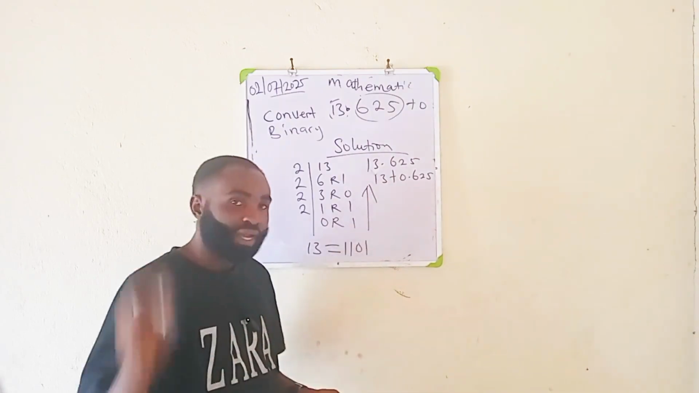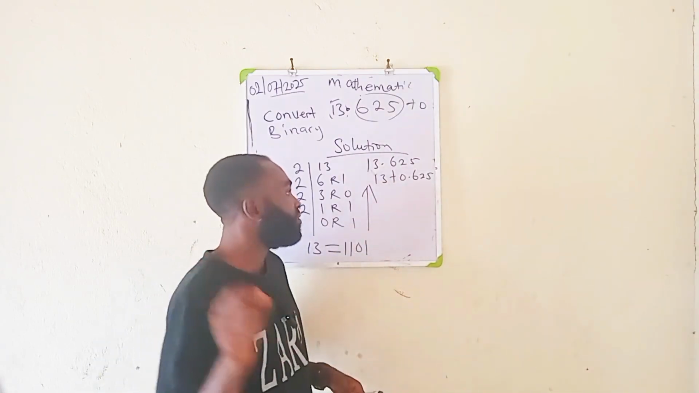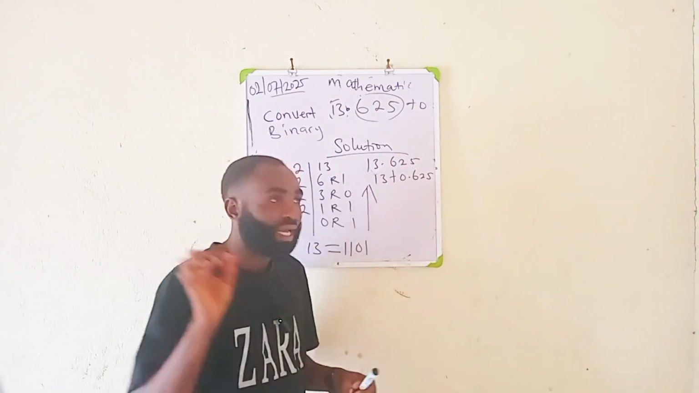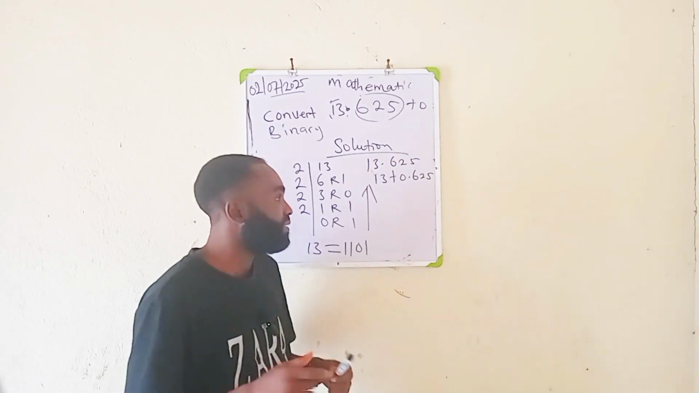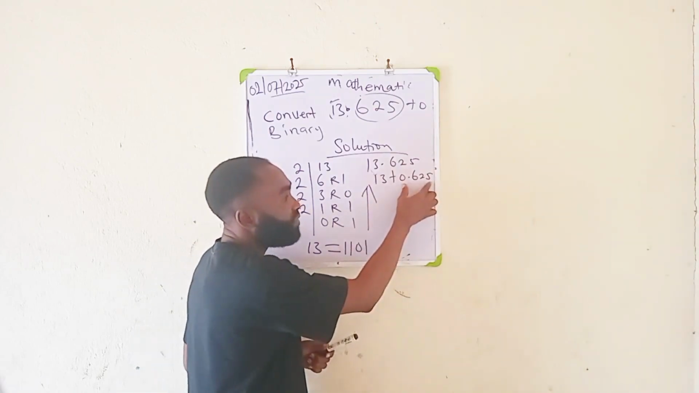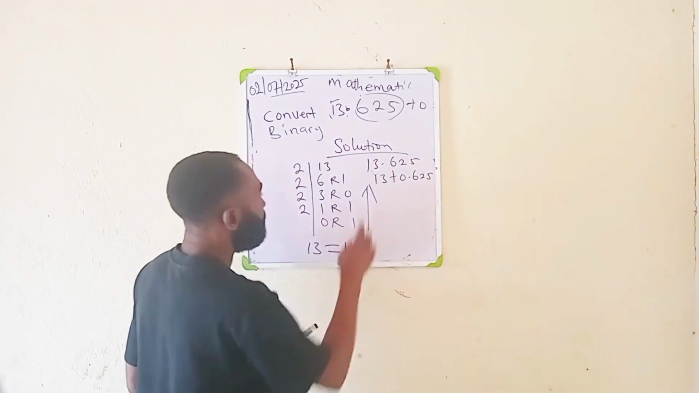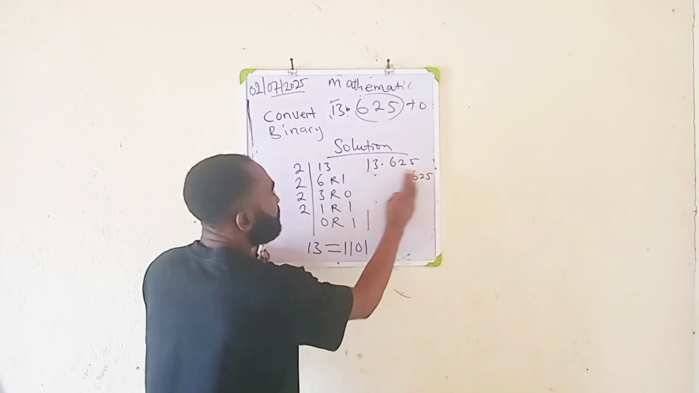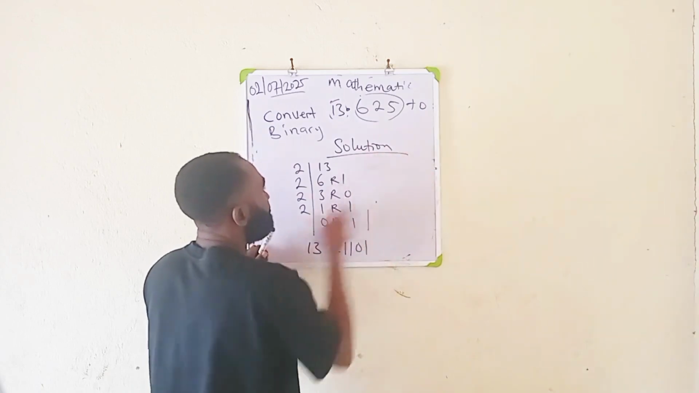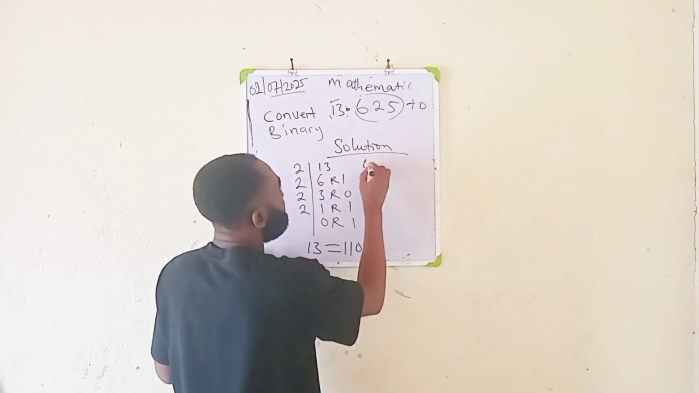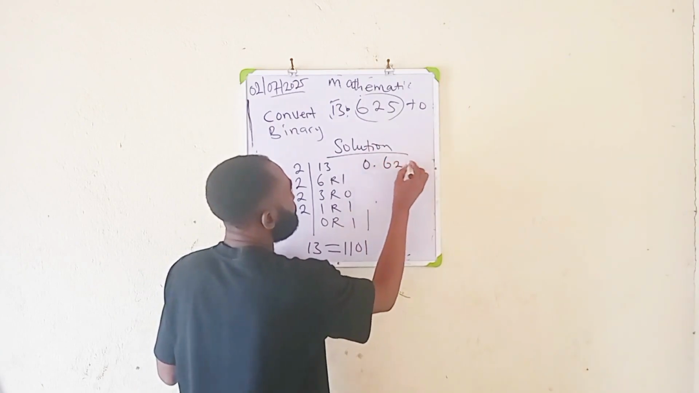You keep on multiplying until you arrive at 0.00. You keep multiplying the fractional part until you reach 0.00. So let's multiply the fractional part, which is 0.625.